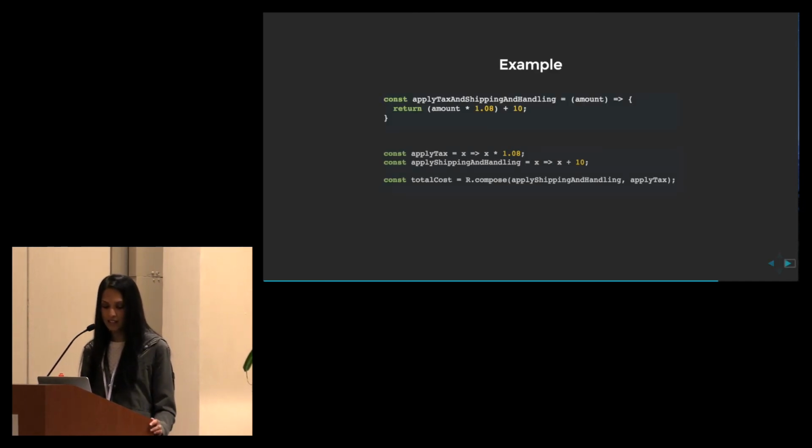And so a quick example is I have a function that calculates the tax and shipping and handling. It takes an amount and just calculates shipping and times it by a tax amount and adds $10 shipping and handling.